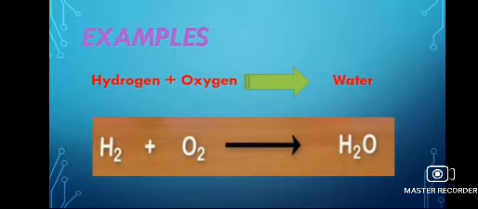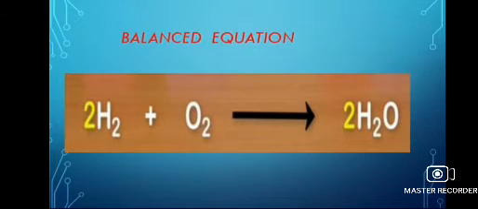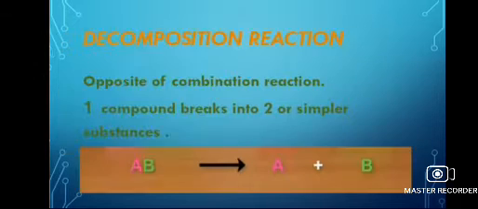Now here the equation is unbalanced. So let's go ahead and balance it. It is 2H2 plus O2 giving us 2H2O. Let's look at the next reaction, decomposition reaction.